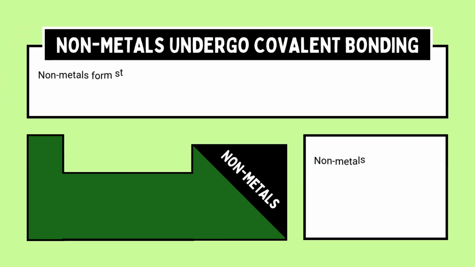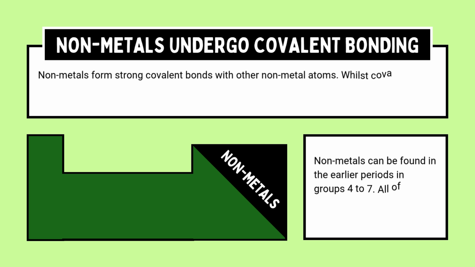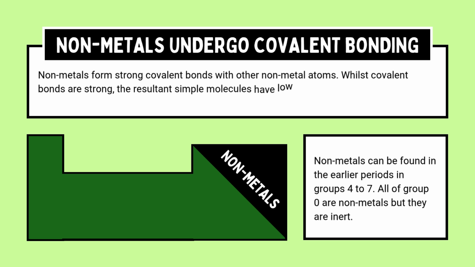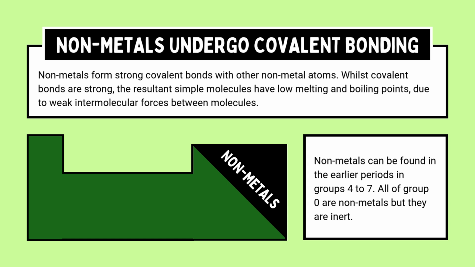Non-metals undergo covalent bonding. Non-metals form strong covalent bonds with other non-metal atoms. Whilst covalent bonds are strong, the resultant simple molecules have low melting and boiling points due to weak intermolecular forces between molecules. Non-metals can be found in the earlier periods in groups 4 and 7. All of group 0 are non-metals but they are inert.